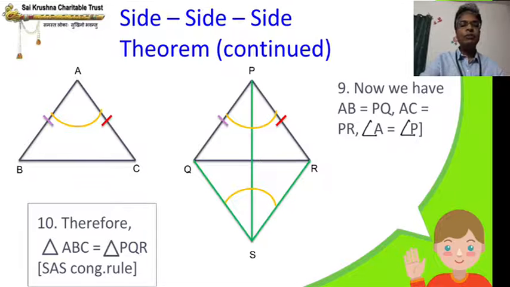So AB equal to PQ, yes, angle A equal to angle P, yes. Again, side AC equal to PR, yes. So side angle side of one triangle ABC is equal to corresponding side angle side of another triangle PQR. Therefore, triangle ABC is congruent with the triangle PQR. That means we started with only the three sides equal. We didn't know whether they are congruent or not, but we are able to now prove that if three sides of one triangle are equal to three sides of another triangle, then both are congruent.